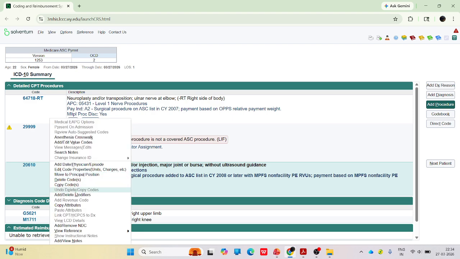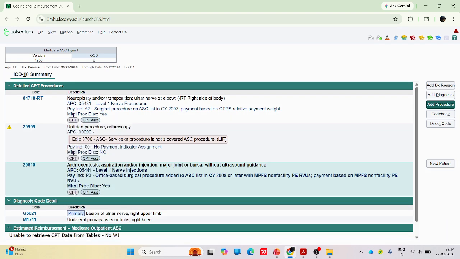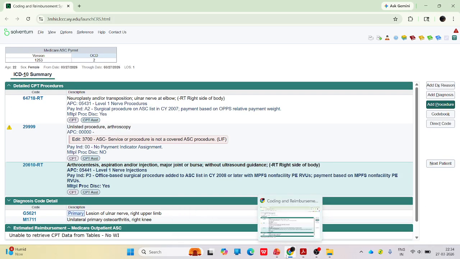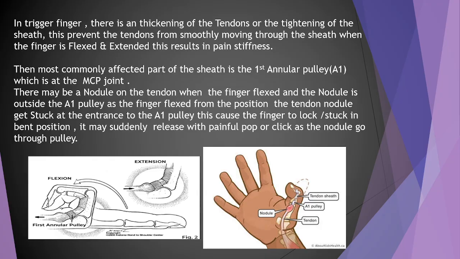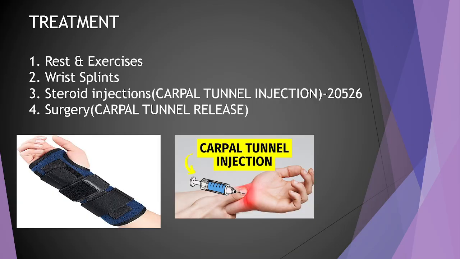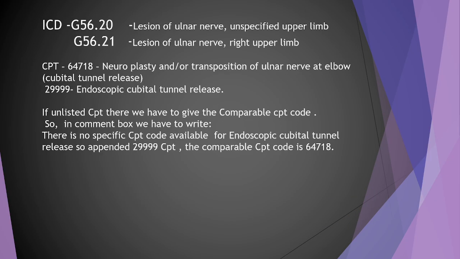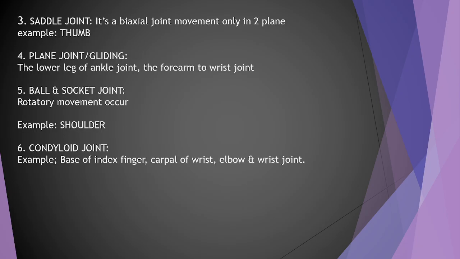If it is on right or left, we'll give modifier. For example, RT modifier, right side of the body. Okay. So it is a joint injection. Coming to the next topic, we'll see the muscle injection. Major joint has been done.